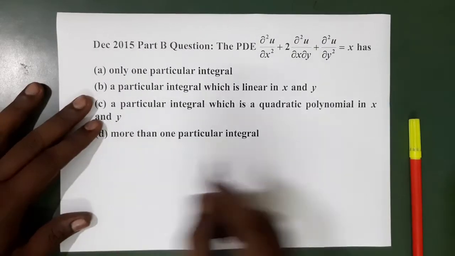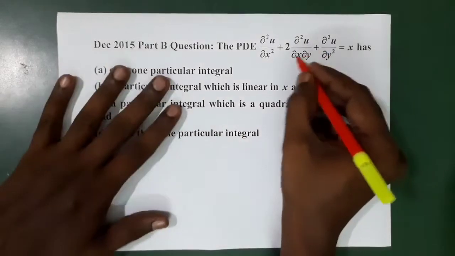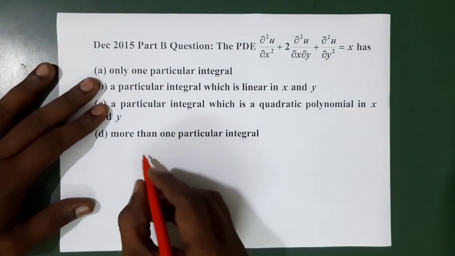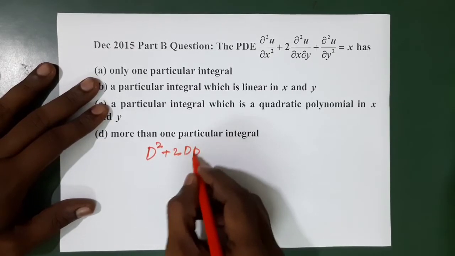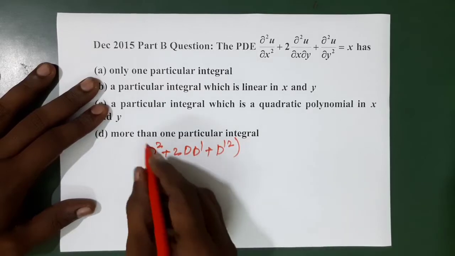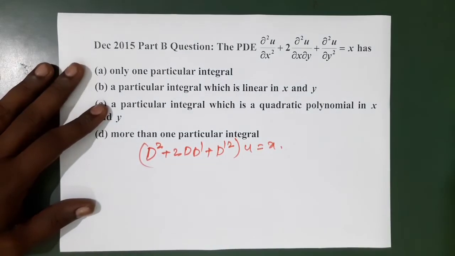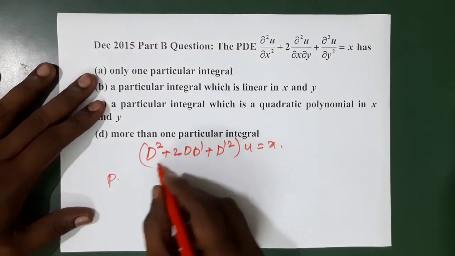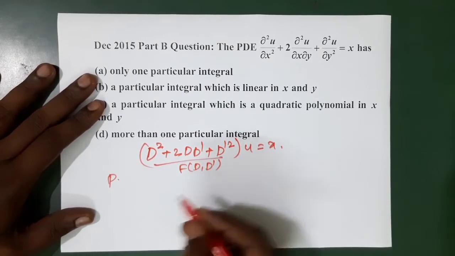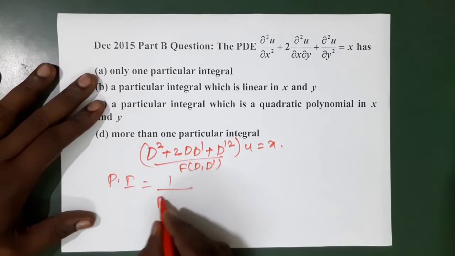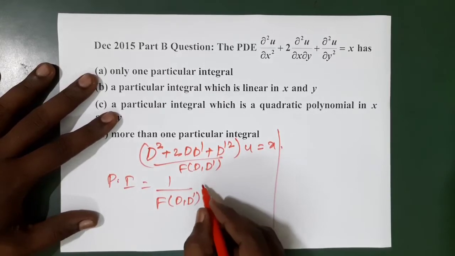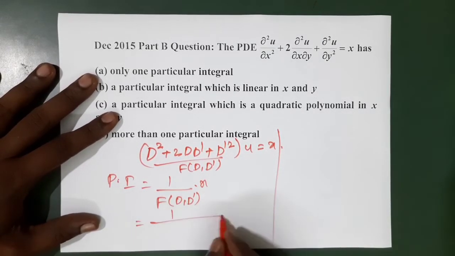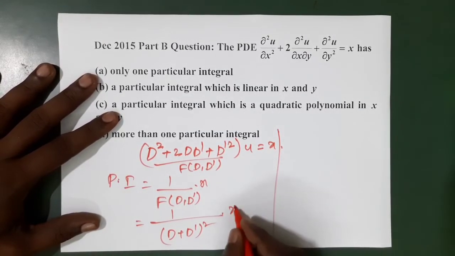So we know the formula for the particular integral. If you write this as D square plus 2DD dash plus D dash square into u is equal to x, this you can write as f of D comma D dash. So the particular integral is 1 by f of D comma D dash into x. This is nothing but 1 by D plus D dash whole square into x.